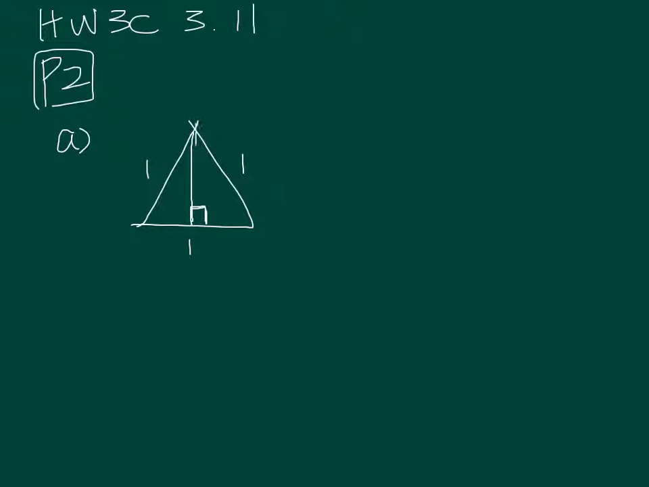So for this one, if you drop an altitude from the top vertex to the base, then you are splitting this triangle into two right triangles. So here you'll get a triangle like this. The hypotenuse is 1 centimeter, and the base is half a centimeter.